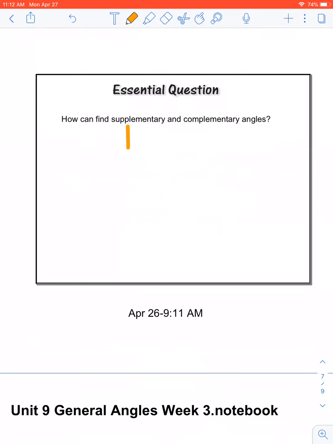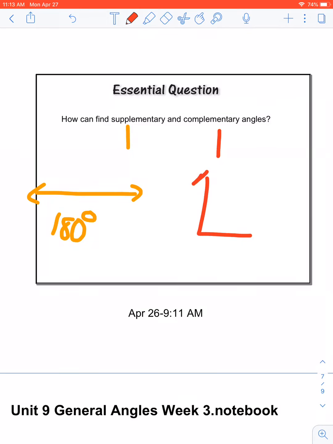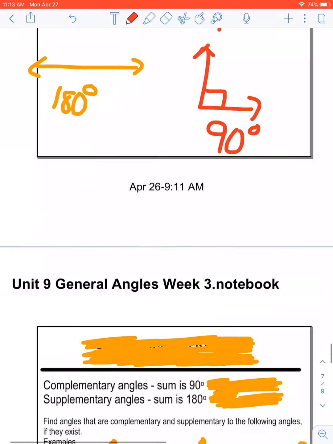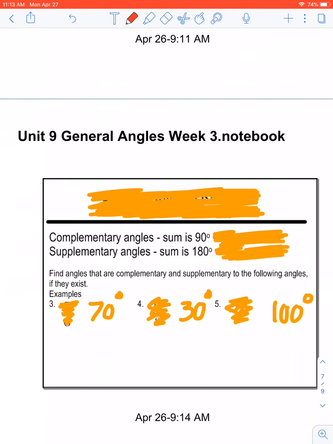So for supplementary, I always think of a straight line, which is 180 degrees, okay? So angles to form a straight line. And then when I think complementary, I always think of a corner, and a corner is always 90 degrees, okay? So what we're going to be doing today is just given some angles, and complementary angles, again, sum is 90, supplementary angles, sum is 180. Find angles that are complementary and supplementary to the following angles if they exist, okay?